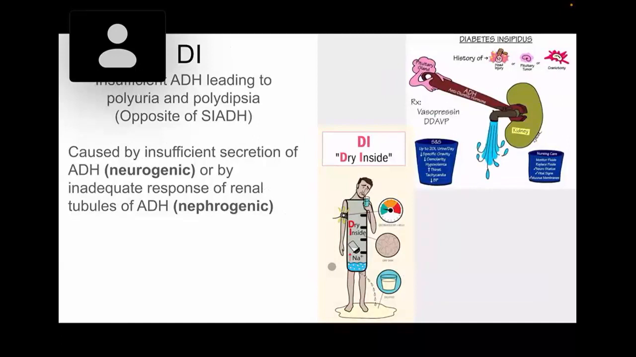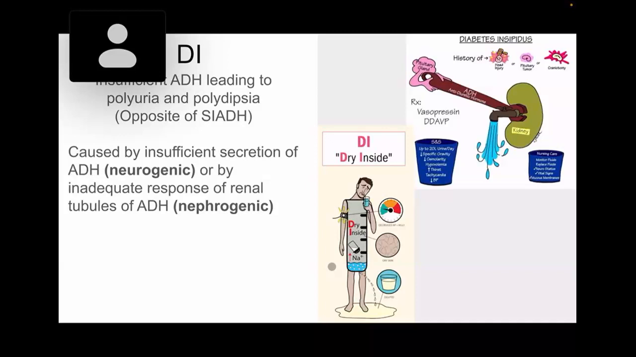Diabetes insipidus, think dry inside. This is not related to diabetes mellitus at all. But essentially why it's called diabetes insipidus is because it's leading to polyuria and polydipsia, which are one of the first signs and symptoms of someone with undiagnosed type 1 diabetes. That's the only reason it's called diabetes insipidus. Because of the polyuria and polydipsia, they're peeing a lot and they're very, very thirsty.